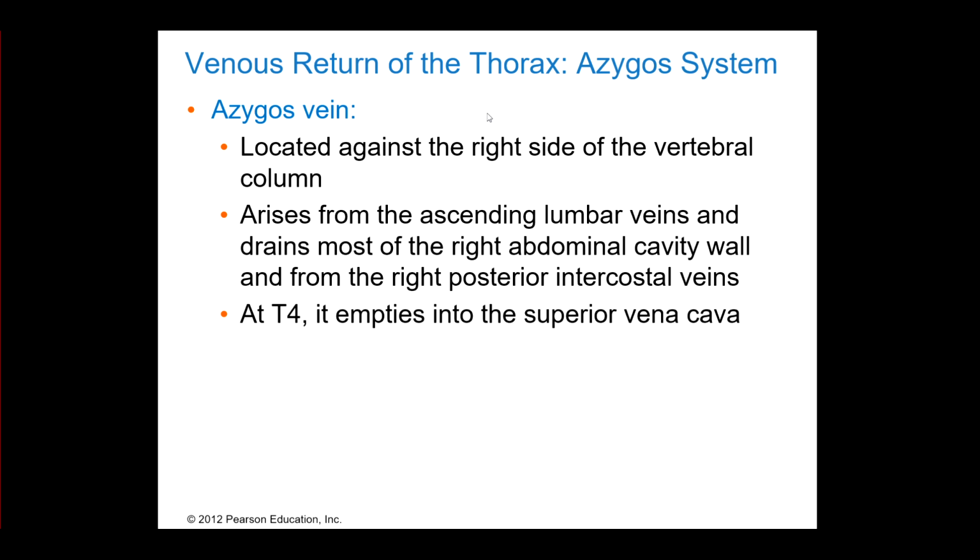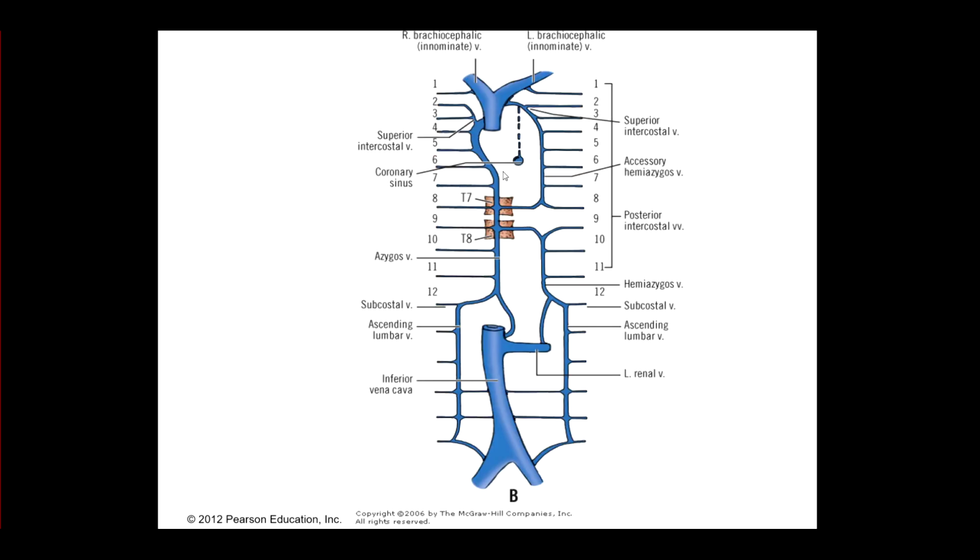So again, like I said, guys, this is located against the right side of the vertebral column. It arises from the ascending lumbar veins, right? That's going to be on the right and the left, and it drains most of the right abdominal cavity wall and also the right posterior intercostal veins. That's what I was showing you right here. All of these are the intercostal veins right here, and these are going to be the intercostal veins on the other side. And then here's the ascending lumbar vein.